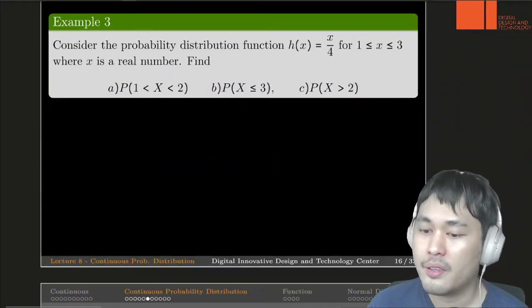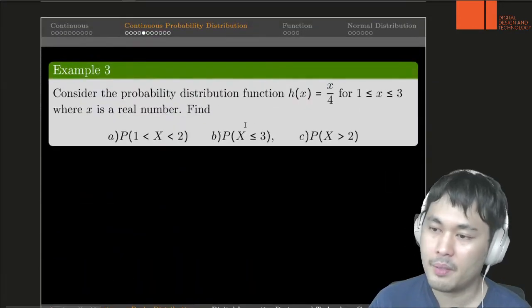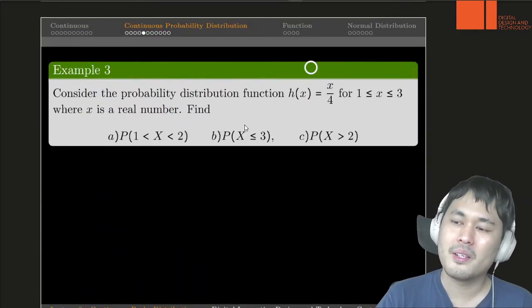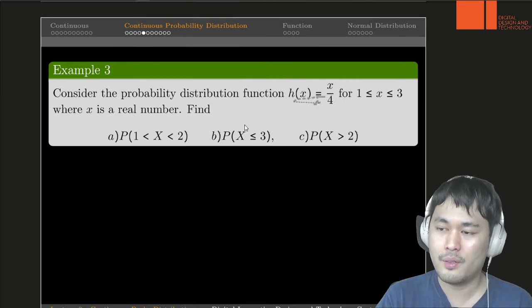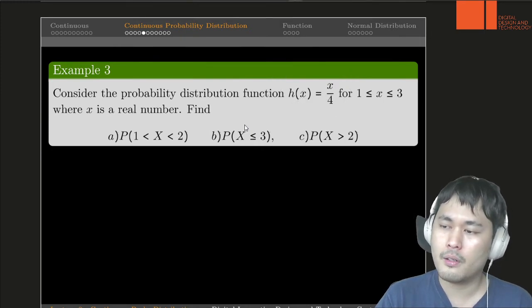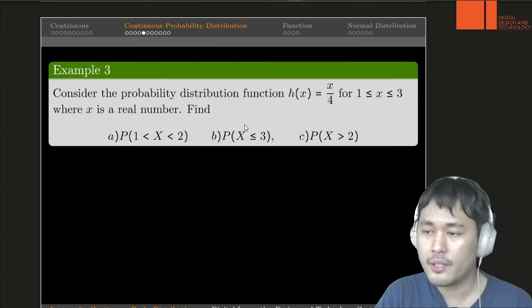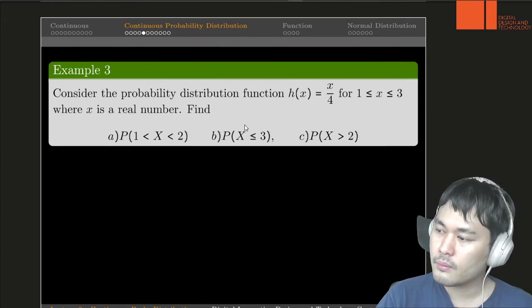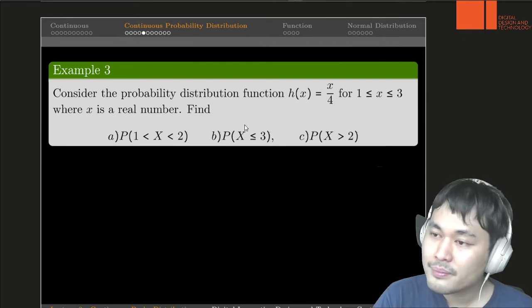So let's take a look at example 3. Now we have a hopefully more interesting function. This function is now h of x equals x over 4 for x between 1 and 3. Hopefully that's correct.